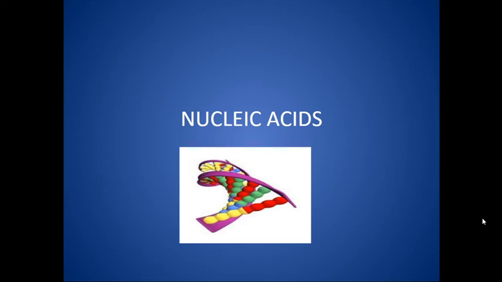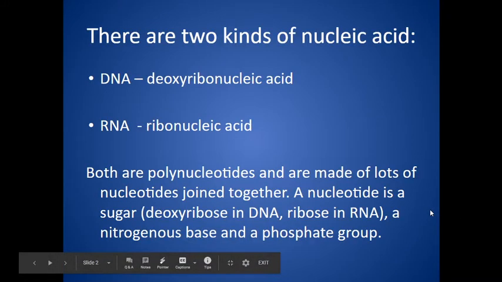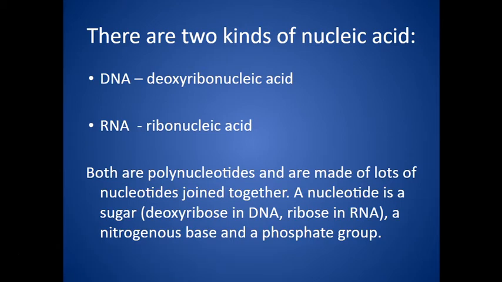In this video, we're going to be looking at nucleic acids, comparing the similarities and the differences between the different types of nucleic acids there are. Okay, there are two kinds of nucleic acids. The first one being DNA, which is deoxyribonucleic acid, and the second one being RNA, which is ribonucleic acid.